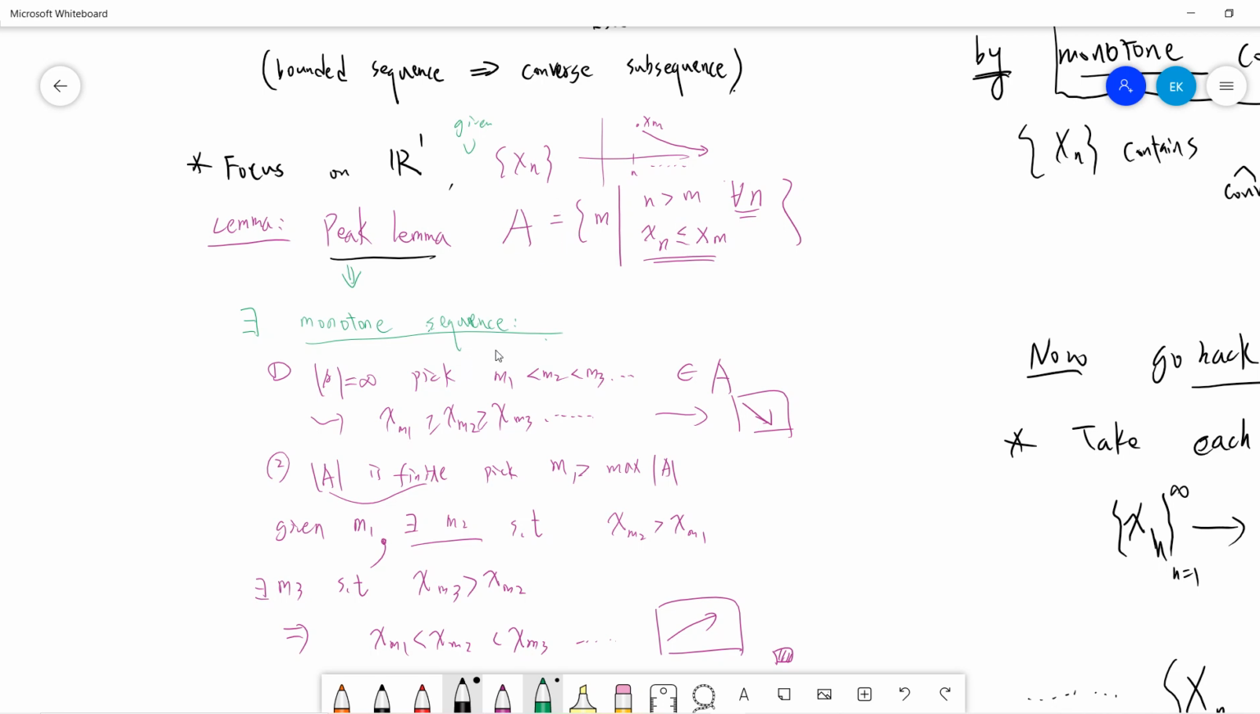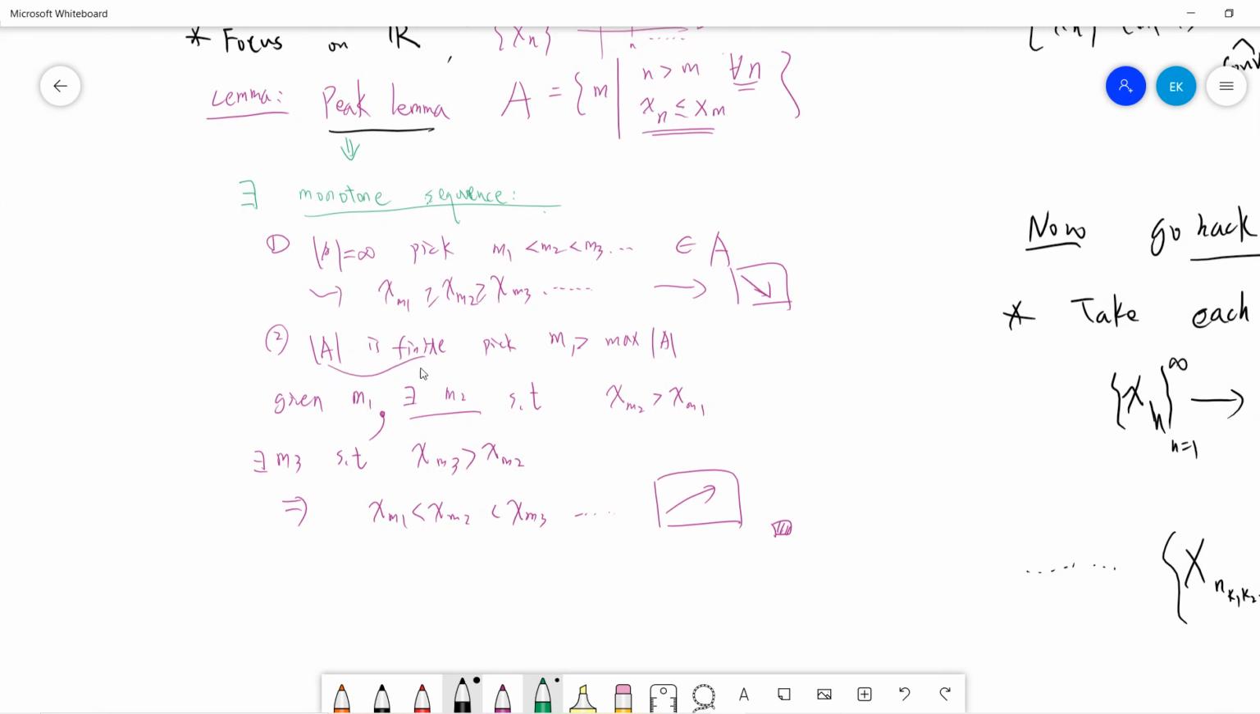There are always two possibilities. The first possibility is that the cardinality of A is infinity. This means you can pick m1 in A. Then by definition, all the terms after m1 are less than or equal to x_m1. So you can pick m2 and then m3, all in A. So x_m1 is greater or equal to x_m2, greater or equal to x_m3. Keep going, and this is a monotone decreasing sequence.